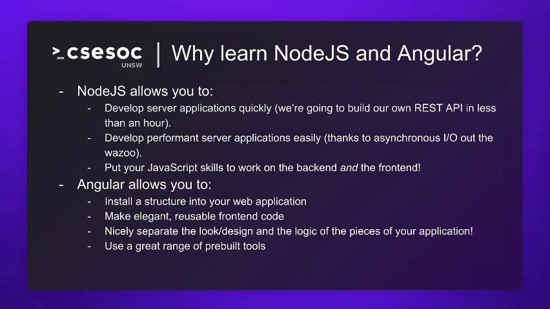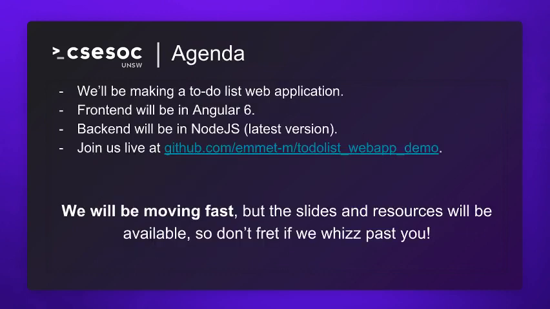Angular allows you to install a structure into your web application. So you're not just using your basic HTML, CSS, and JavaScript. You're now able to componentize the work that you're doing, so you can reuse parts of your web app over and over and over. Thus, it allows you to make elegant, reusable front-end code and use a great range of pre-built tools. There are all sorts of generators and things like that we'll be using and that you can use in the future with your future Angular projects. So what we're going to be doing is making a to-do list, like I mentioned.